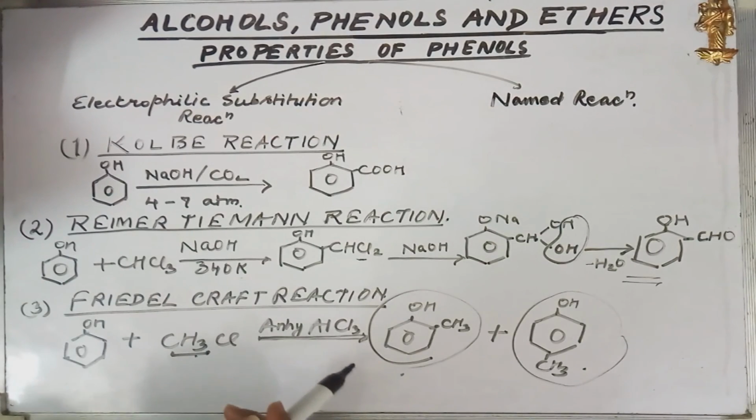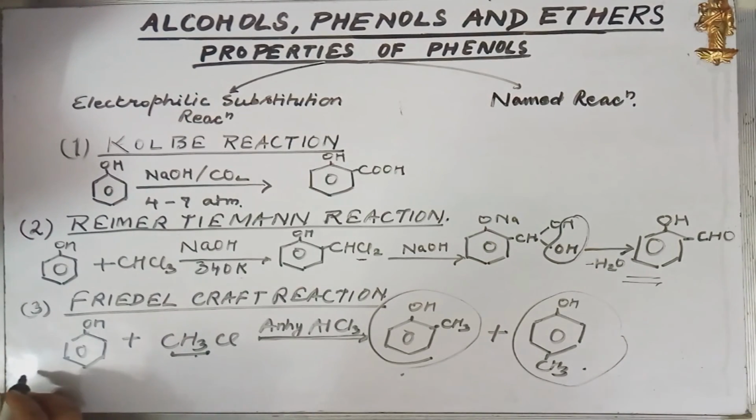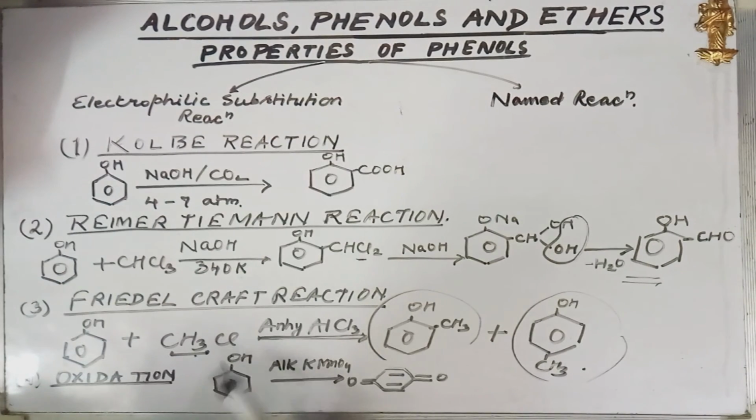Another very important reaction is the oxidation of phenol. During oxidation, phenols are converted into para-benzoquinone in the presence of alkaline KMnO4. This compound is known as para-benzoquinone. I hope we have covered all the alcohols and phenols, their properties and preparatory methods, and I think these will be helpful for you for examination purposes. Good luck.